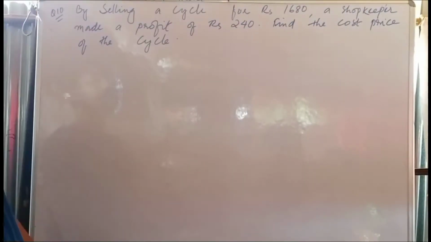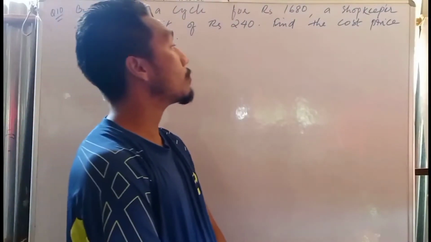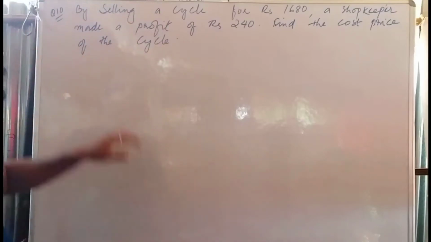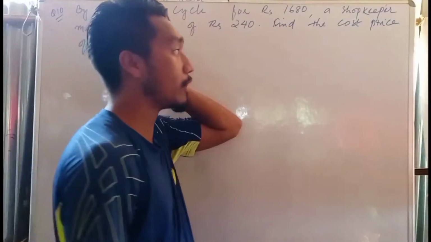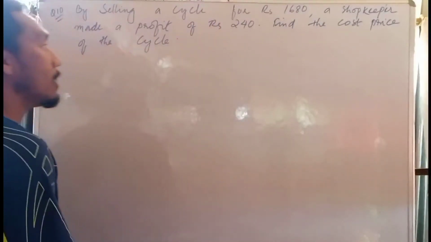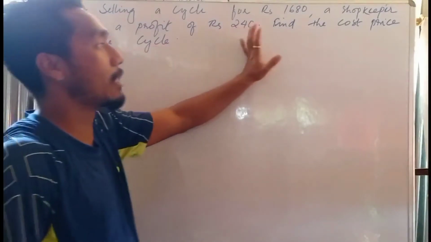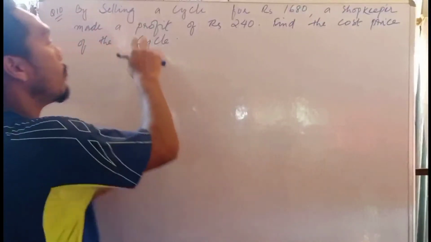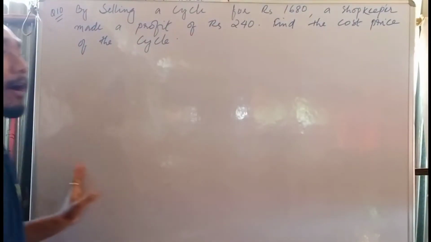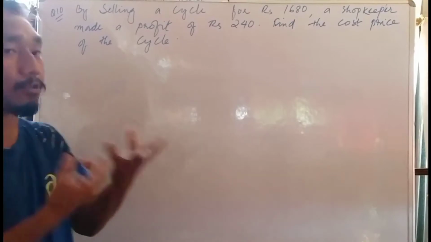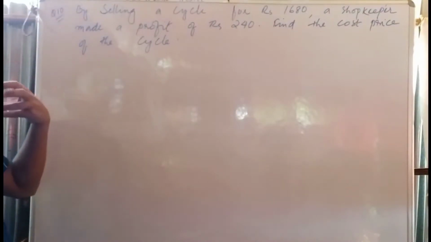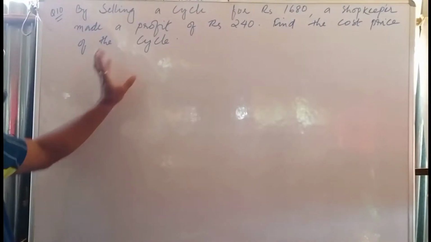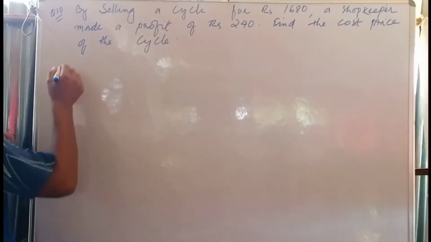Question number 10. By selling a cycle for rupees 1680, a shopkeeper made a profit of rupees 240. Find the cost price. So a shopkeeper sells a cycle at 1680 and gets a profit of rupees 240. Now we have to find how much he paid to buy the cycle. That is what we are going to find out.